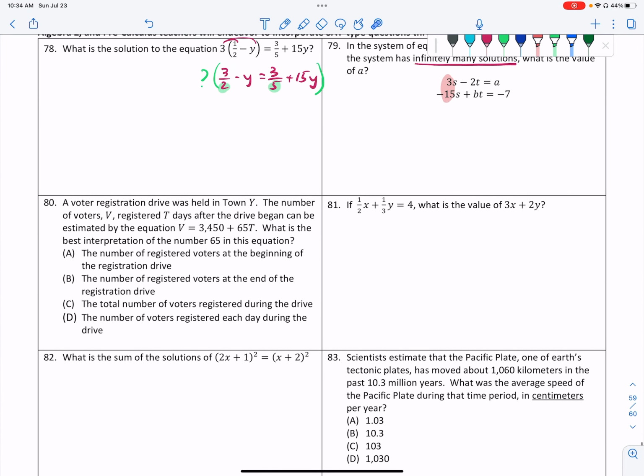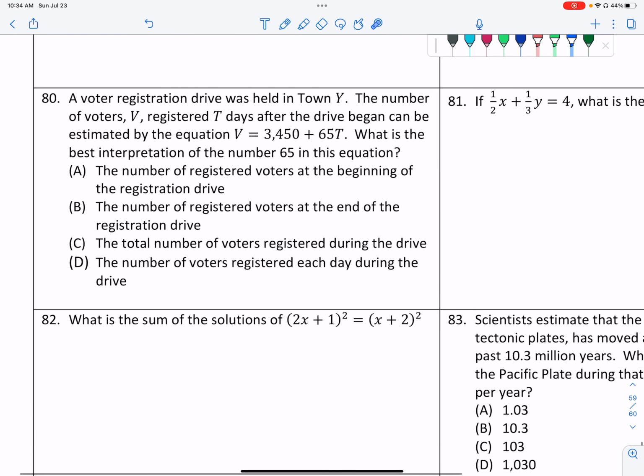Let's look at number 80. A voter registration drive was held in town Y. The number of voters V registered T days after the drive began can be estimated by the equation V is equal to 3,450 plus 65T. What is the best interpretation of the number 65 in this equation?